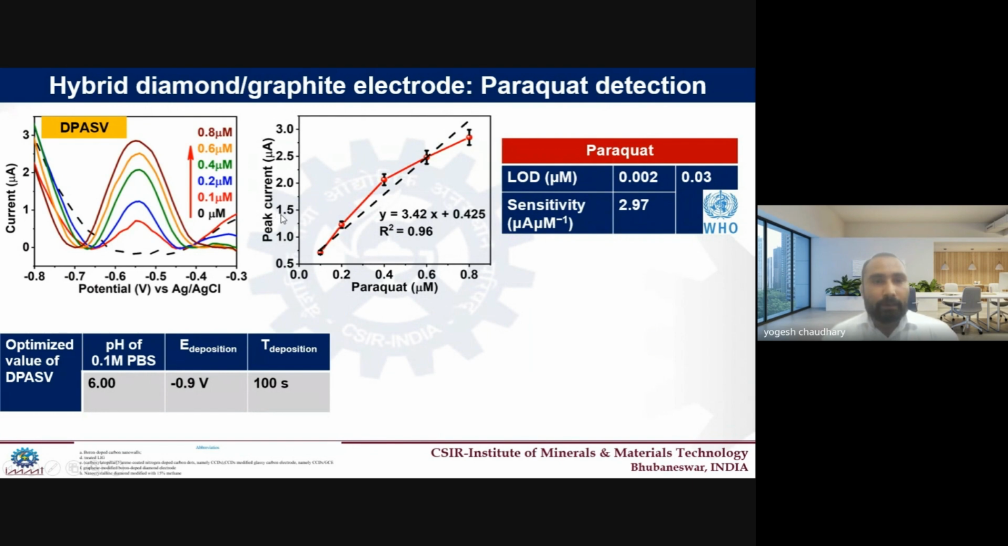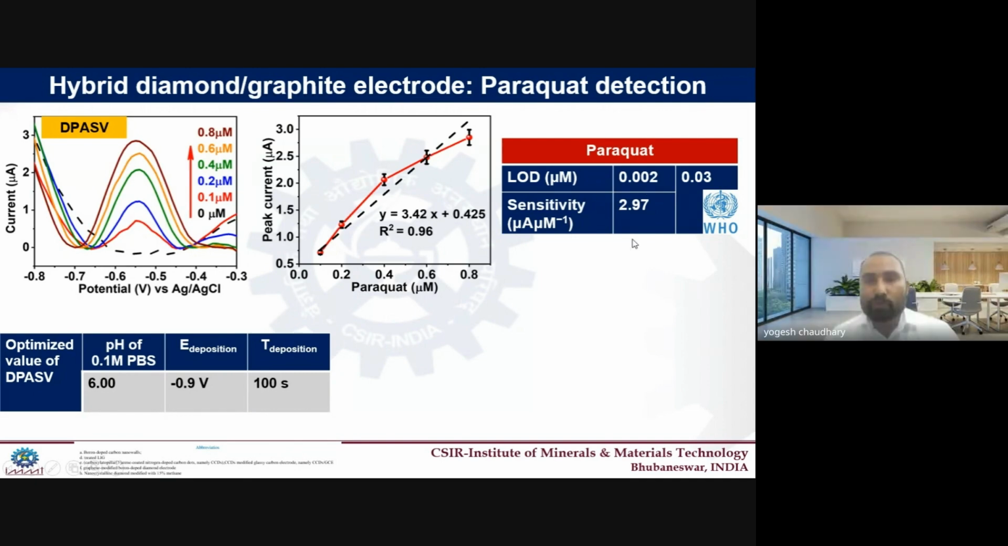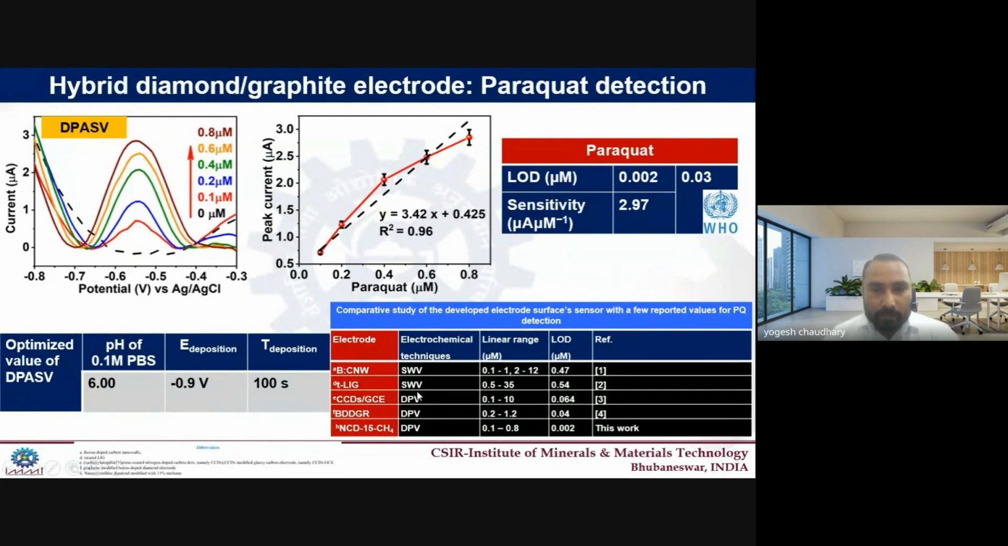And now, after plotting the peak current versus paraquat concentration, we obtain the linearity. Yes, the linearity shows a 0.002 micromolar LOD, which is far below the reported WHO limit. Now, this is the reported literature that shows our LOD is far better than other reported electrodes for paraquat detection.